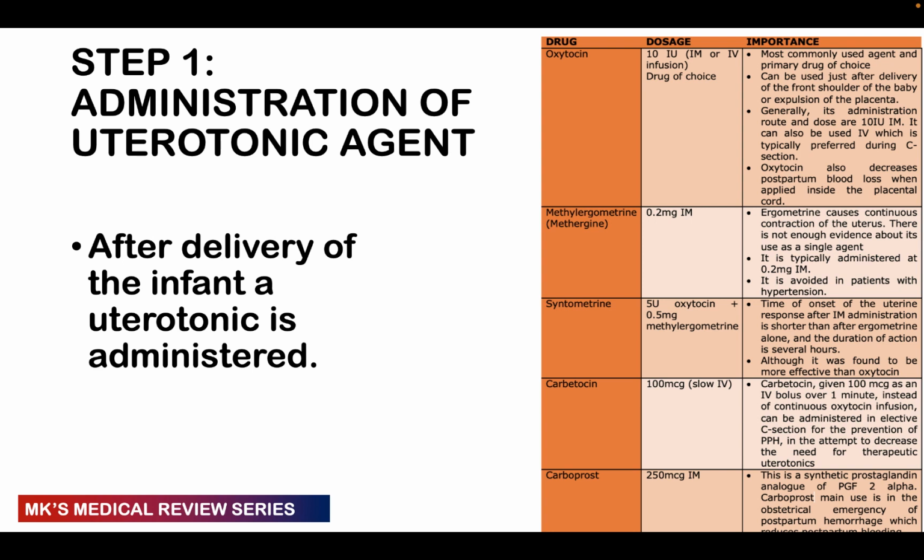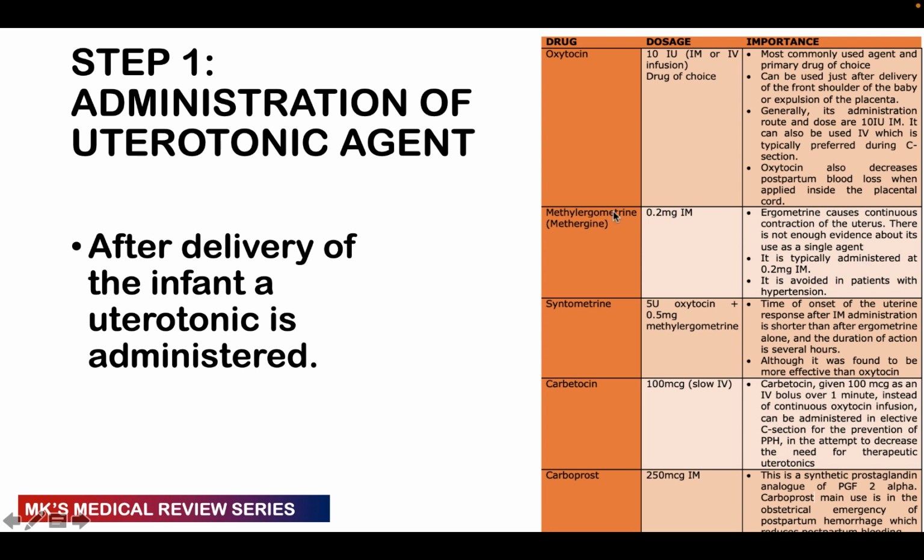Generally it's administered intramuscularly. It can also be administered as an IV infusion. It's usually done during cesarean section as an IV infusion. And oxytocin also decreases postpartum blood loss when it's applied inside the placental cord. To some extent, we can sometimes give it by this route.